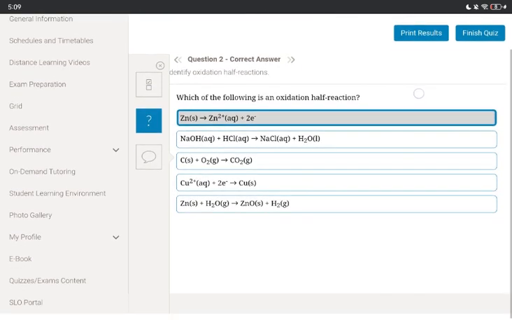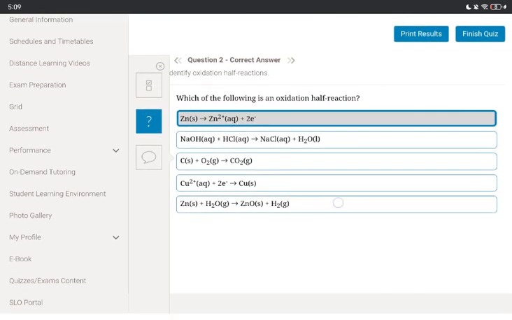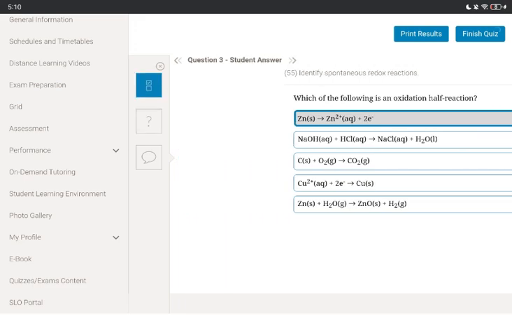Which one of these is the oxidation half reaction? This one is a full redox reaction. It's not just half. This one is reduction. This one I'm not too sure, and this one it's just acid plus base. So here is the only one where it's losing electrons.